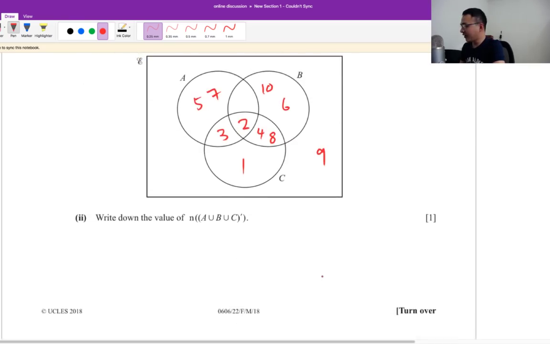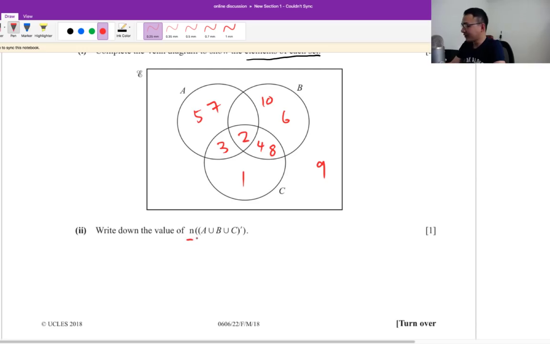And write down the value of n. That means they want the number of elements in A union B union C complement. That means everything outside of A, B, and C, which is only 9, right? So you should write equals to 1. You cannot write 9. You only have one element and the element is 9. But you shouldn't write 9 over here because it represents 9 elements.